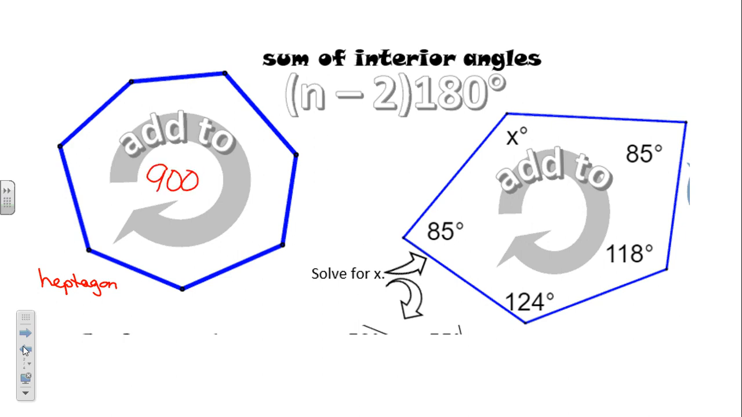900. Okay? So they should add up to 900 degrees. So when you see these kinds of questions, the first thing you ask yourself is, how many sides? And then the second thing you ask yourself is, how many triangles? So how many sides in this one? 5. So how many triangles? 3 times 180 is? So 540 degrees is how much it should add up to.